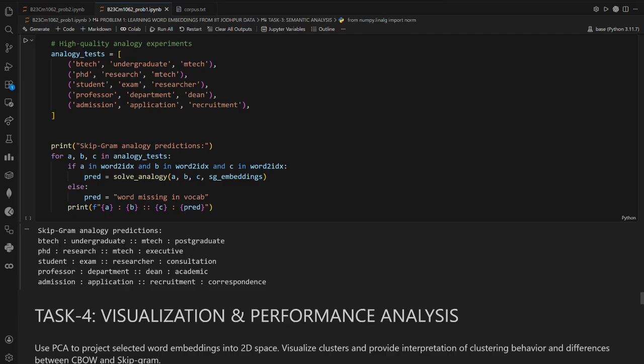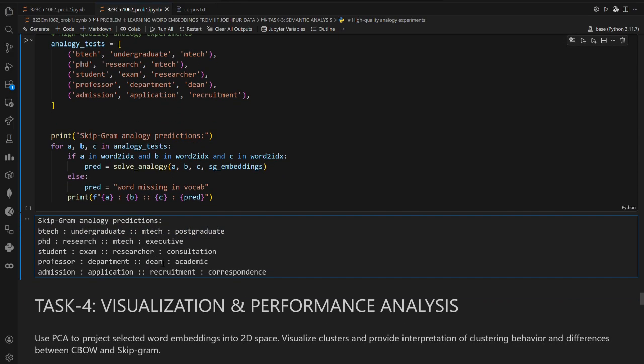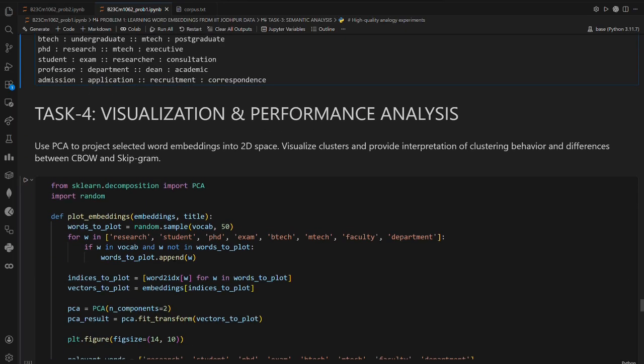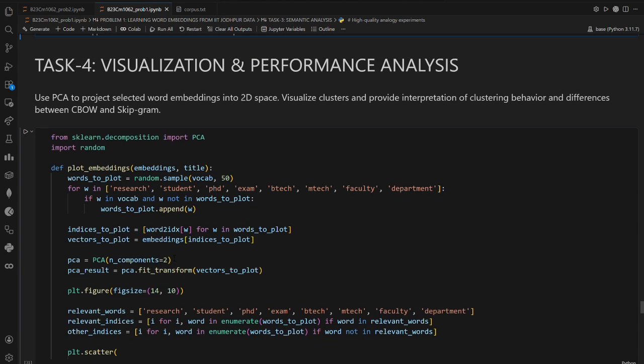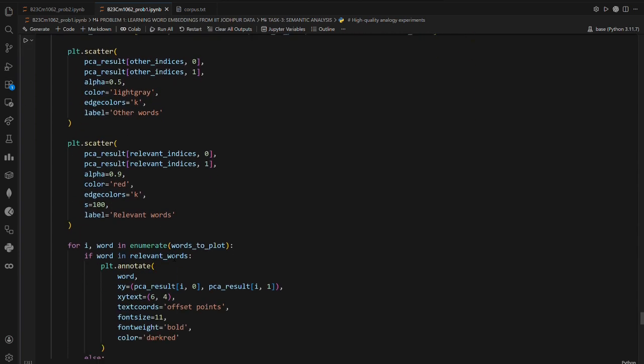After this are the analogy predictions. Like for BTech, if it is undergraduate, then for MTech it is postgraduate. This is a very good analogy which the skipgram has predicted, and here we can see how this model is able to learn the semantic meaning of the language.